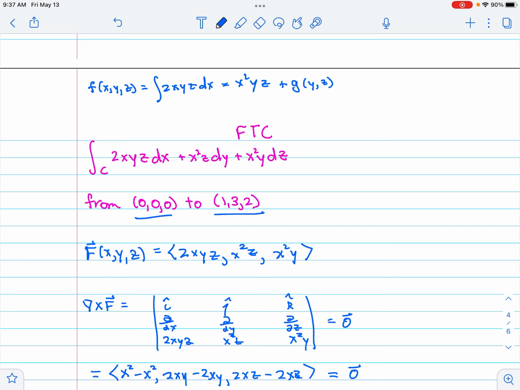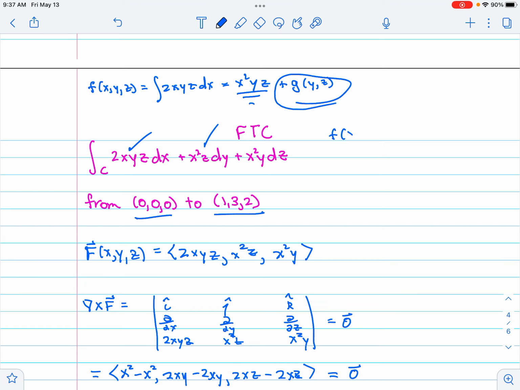Let's see, maybe this is enough. Maybe the potential function is x squared yz. Maybe we don't have to go any further. The partial with respect to x is 2xyz. The partial with respect to y is x squared z, and the partial with respect to z is x squared y. So we have it right here. We don't have to figure out what this other thing is.